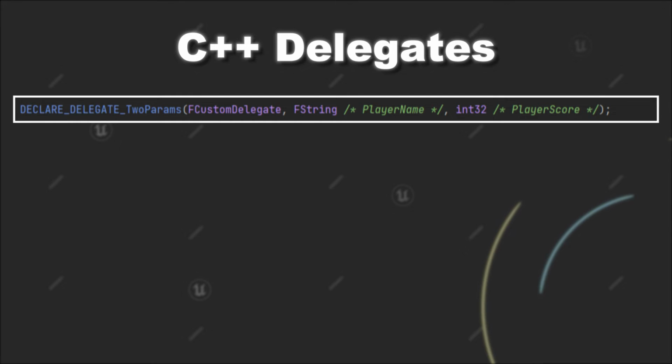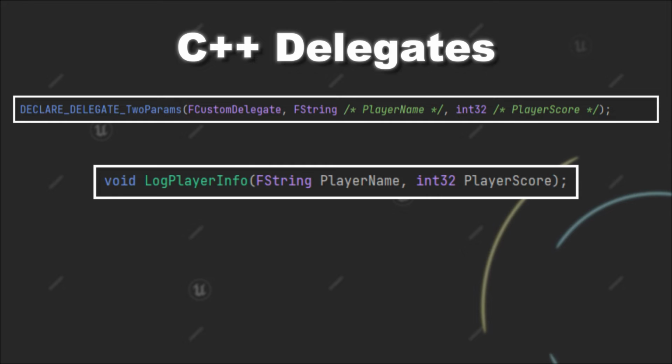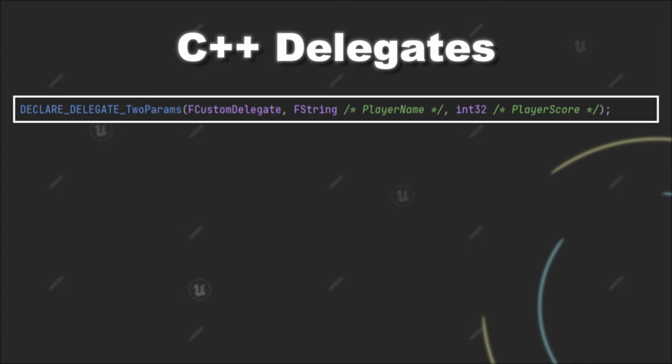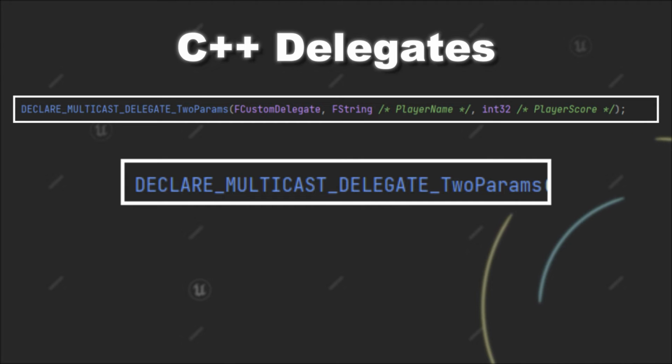Then to this delegate, functions can subscribe that have the same signature. So in our case, the functions need two arguments, with the first one being an FString and the second being an int32. If you want to make your delegate of type multicast so that more functions can subscribe to it, you have to add the underscore multicast tag to it. But the rest stays the same.